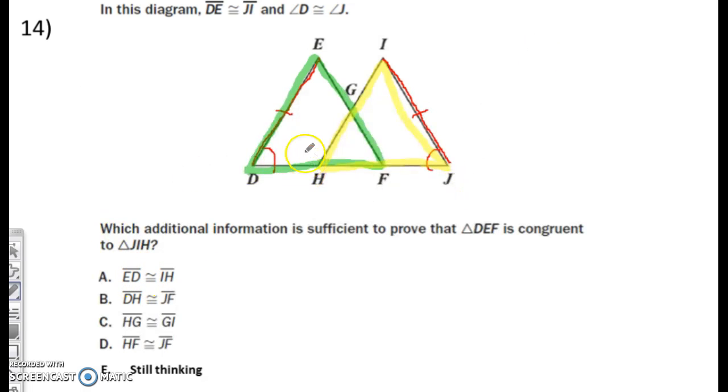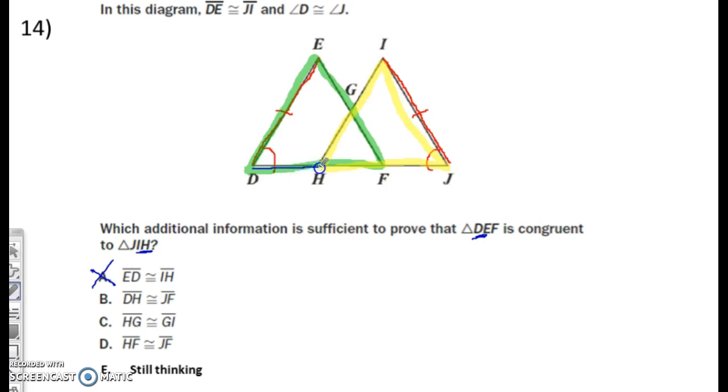or not. So ED is congruent to IH. Well, those are not corresponding sides. ED are the first two letters and IH are the last two letters. So that doesn't help us. Those are not corresponding sides, so they don't have to be congruent. Alright, then we have DH, which is this piece right here, is congruent to JF.